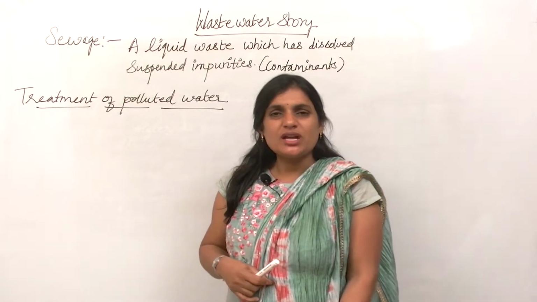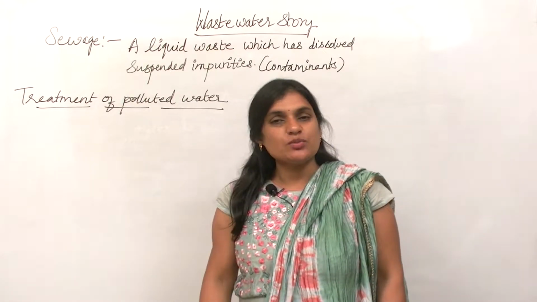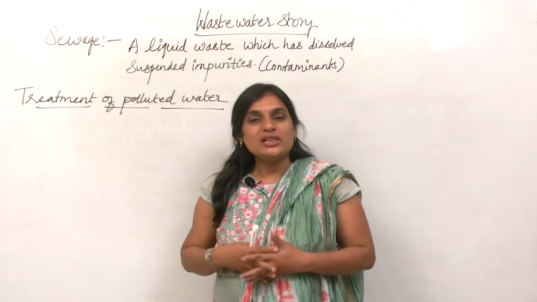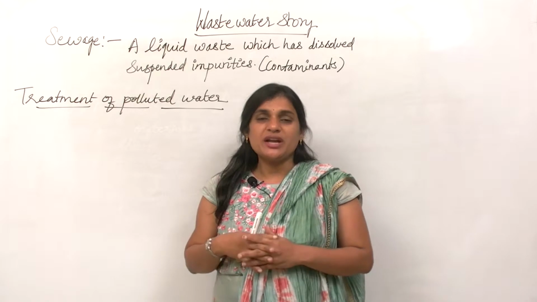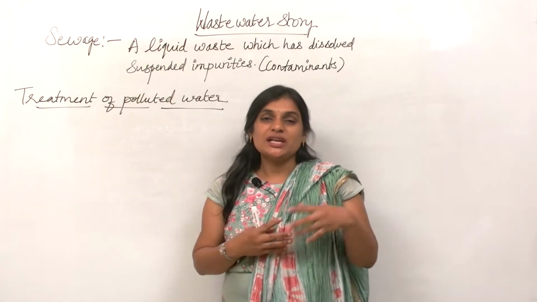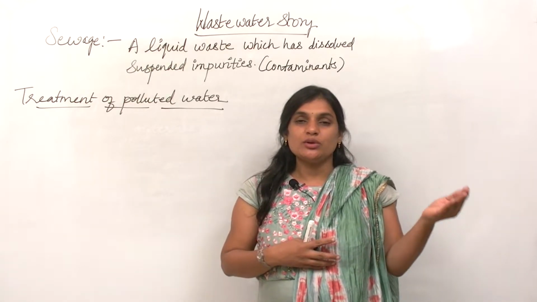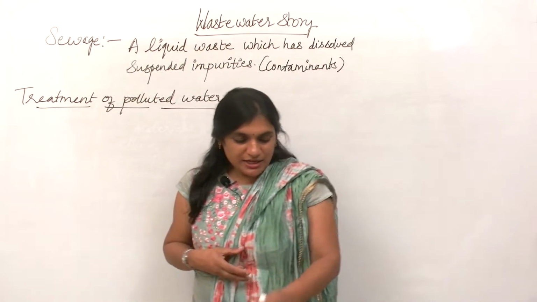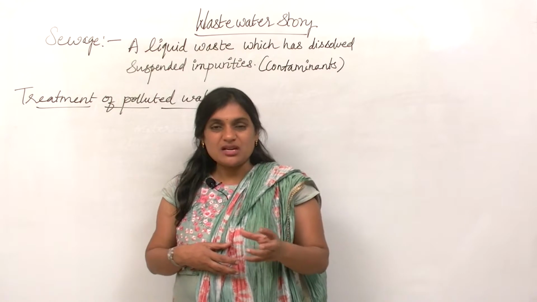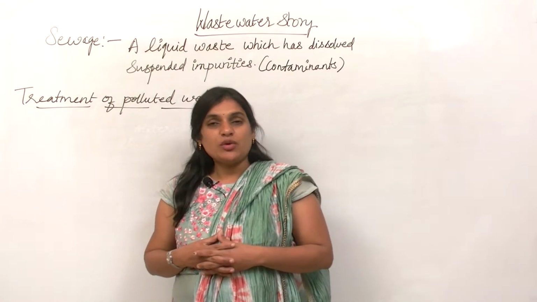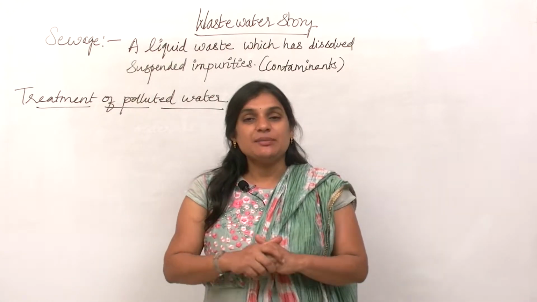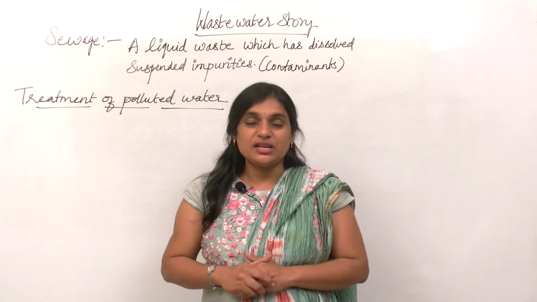Now let us understand how to treat this polluted water by doing a small activity. For this you need a glass jar. Fill 3/4 of the glass jar with water and add all the waste, like glass pieces, oil, vegetable peels or fruit peels, and you can also add a little ink or any other color. Fix the mouth of the glass jar tightly and keep it in the sunlight for 2 days.